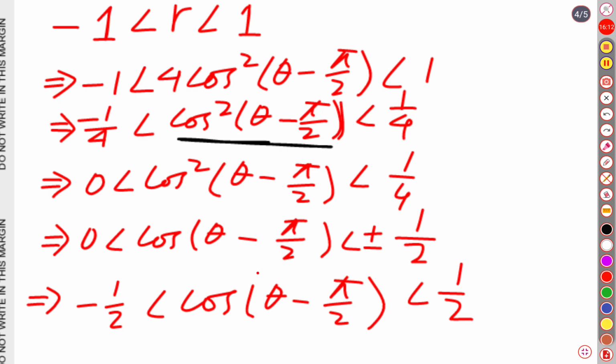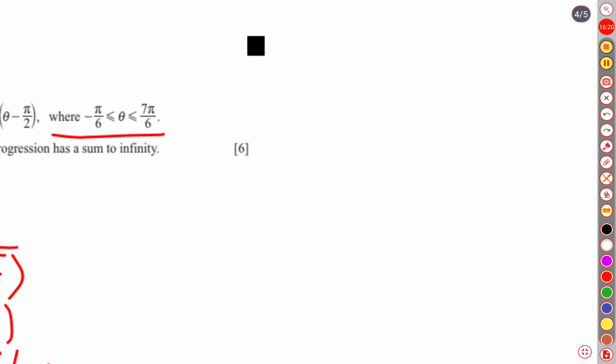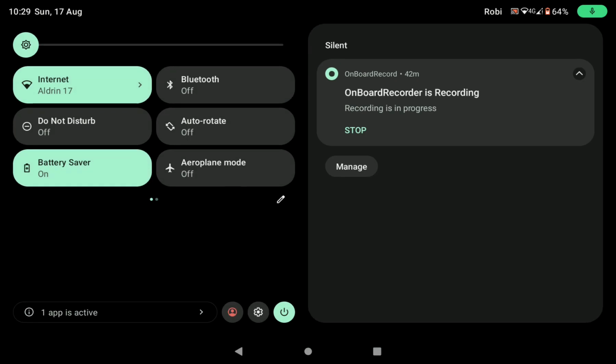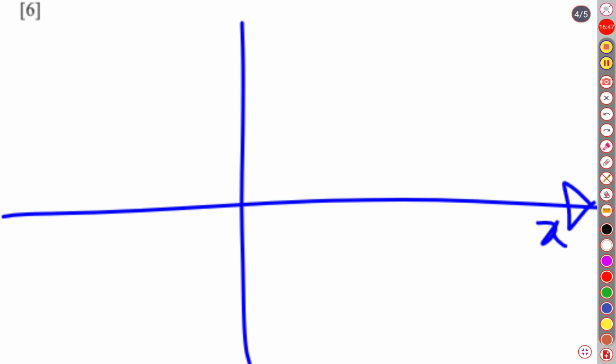Now we'll have to draw a cosine graph. Let us find a space to draw the graph. Okay, let us draw the graph over here. Suppose this is our x-axis, and this is our y-axis. And the cos graph looks like this.